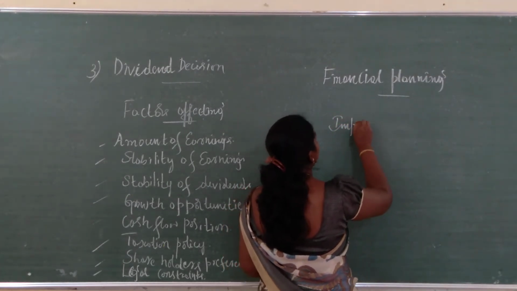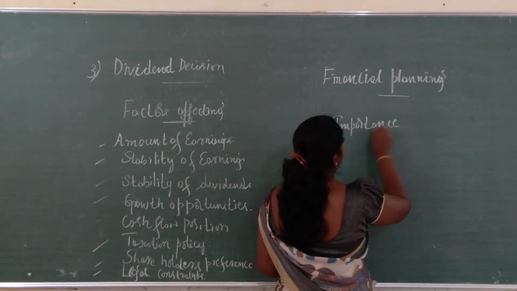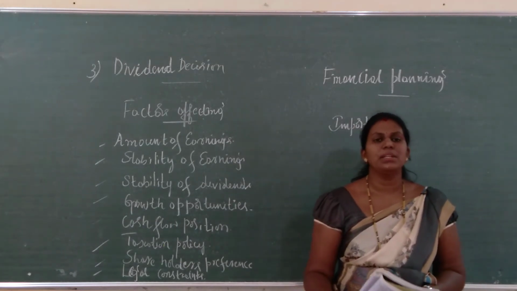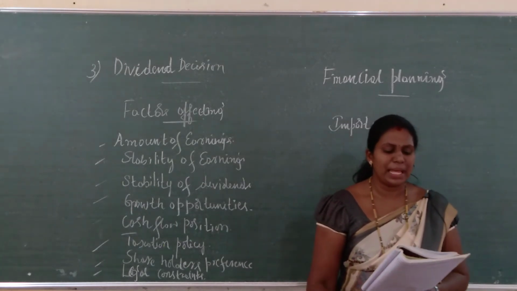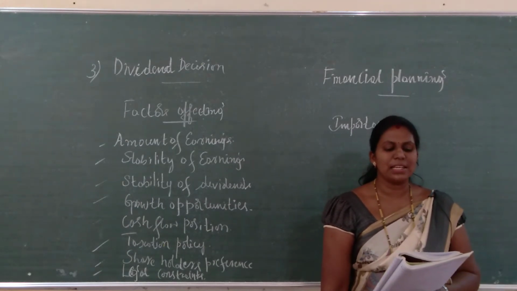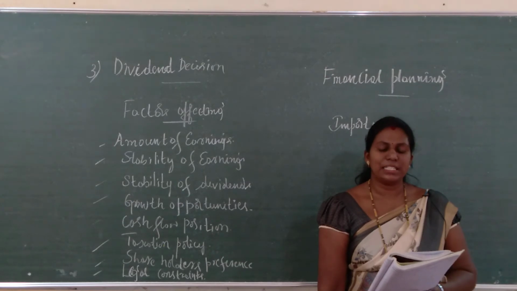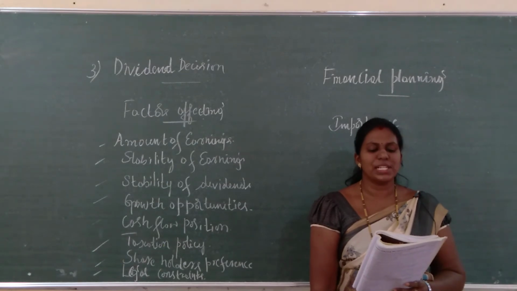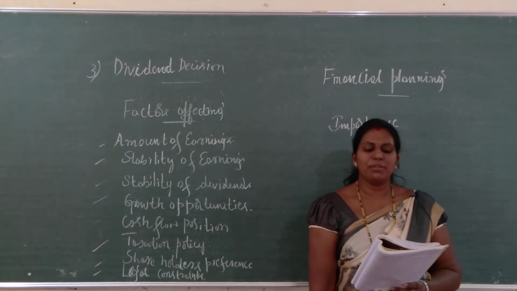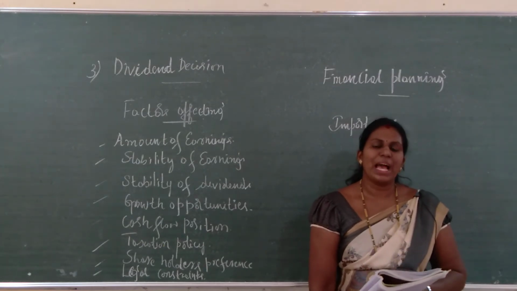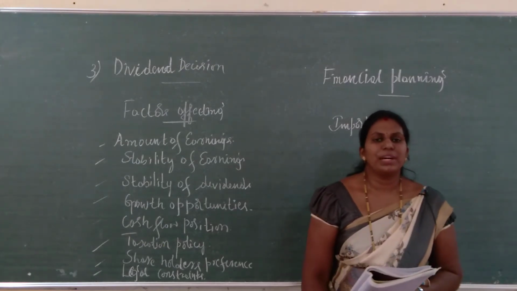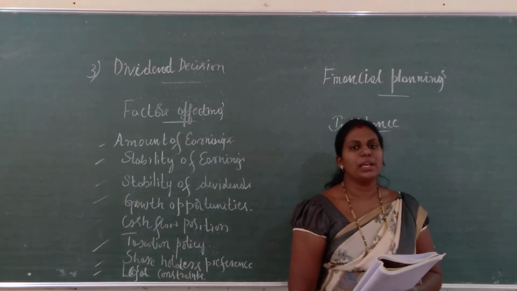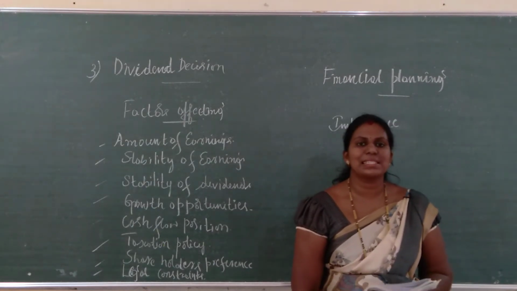Next, let us see what the importance of financial planning is. Very simple. I'll explain one by one. So the first importance of financial planning is that it helps in forecasting what may happen in the future under different business situations. Accordingly, it develops alternative financial plans to face different situations. So it makes the firm better prepared to face the future. If you have enough funds in the organization, it acts as a support. Whatever may be the situation in the future, the business can handle it well.